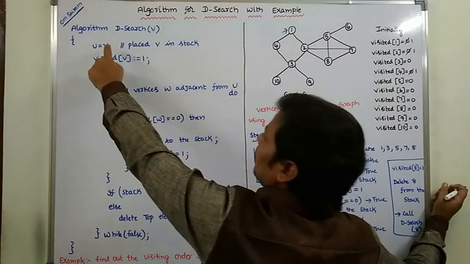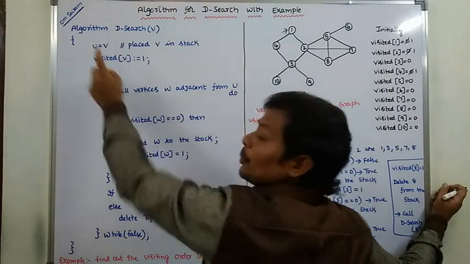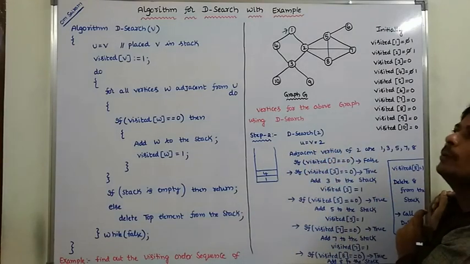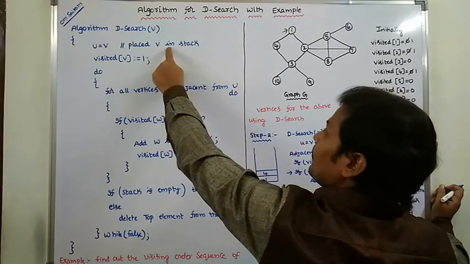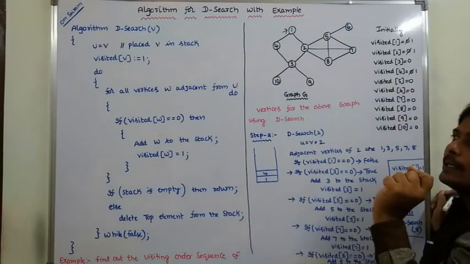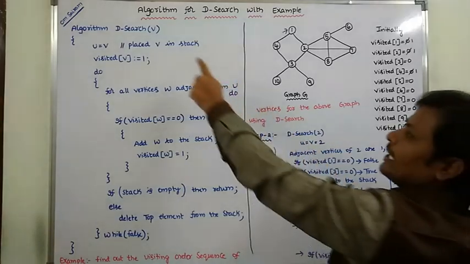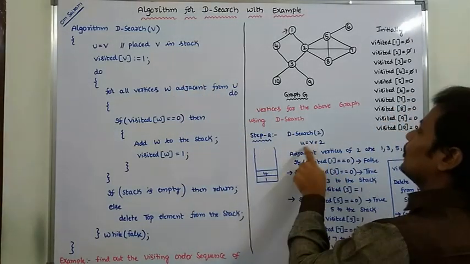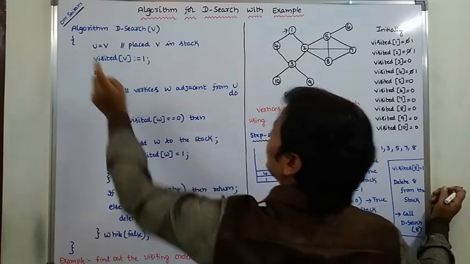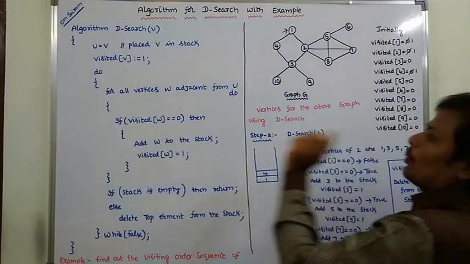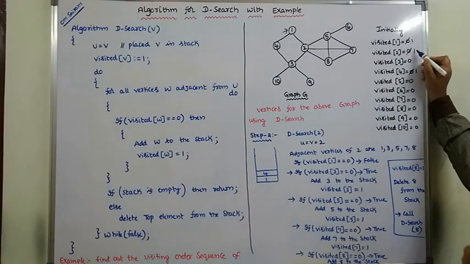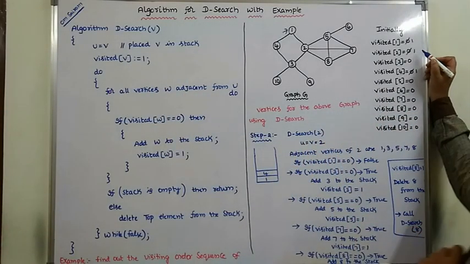Now V can be assigned to U. So U is equal to V is equal to 2. Here V was placed in the stack, this is the first time, so the remaining vertices need not be followed. So U is equal to V is equal to 2 by assigning the V value to U. Now visited of 2 is equal to 1, which is already there.